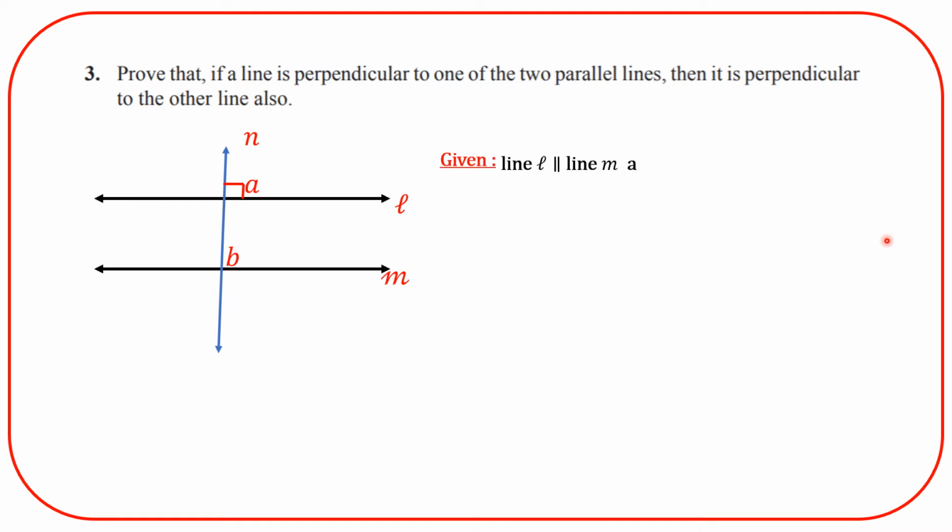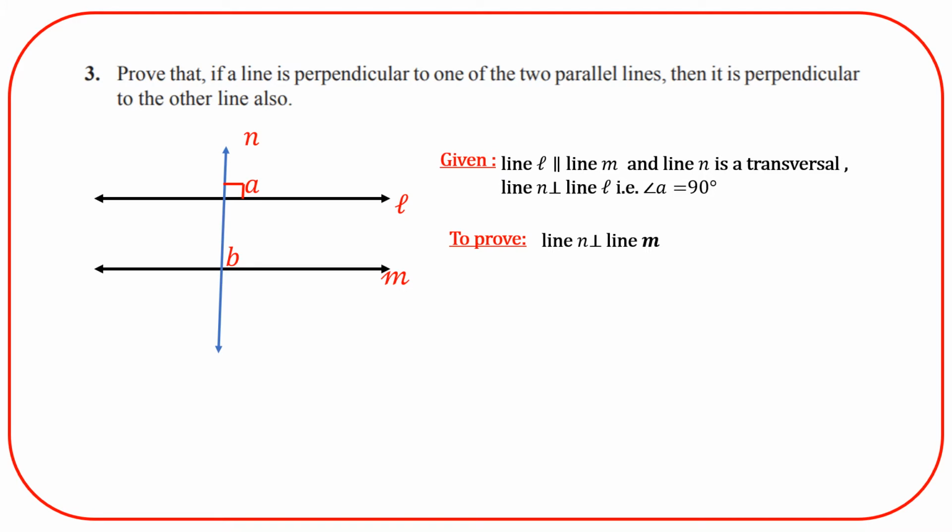Write down the given part. Line L is parallel to line M and line N is the transversal. Line N is perpendicular to line L, that is, the angle is equal to 90 degrees. To prove: line N is perpendicular to line M also.